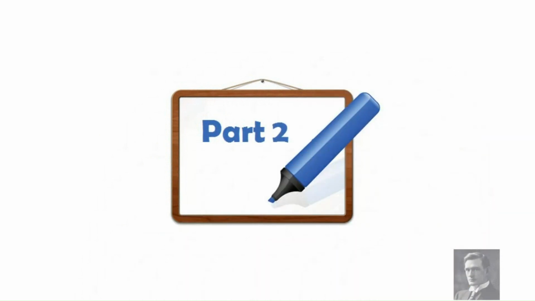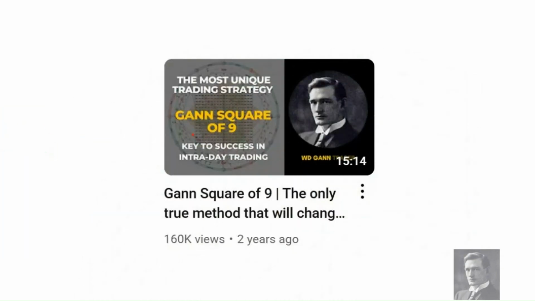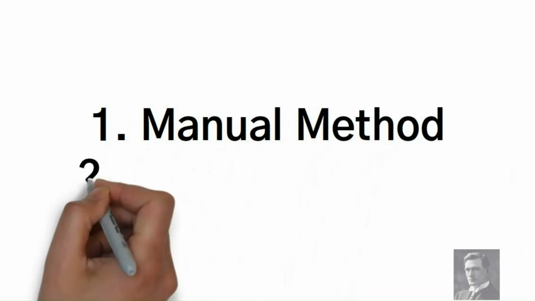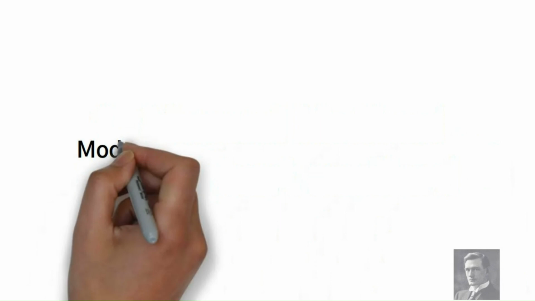So before starting this video, make sure to watch the first video on the Gann Square of 9. Here you can see the first video of Gann Square of 9. Please go through it first to understand today's content more efficiently. In the last video, we discussed two methods, the manual method and the shortcut method of the Gann Square of 9. Today we will explore the modified version of the Gann Square of 9.